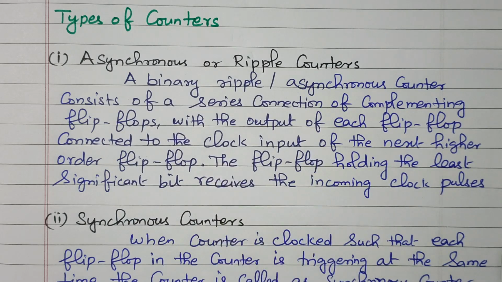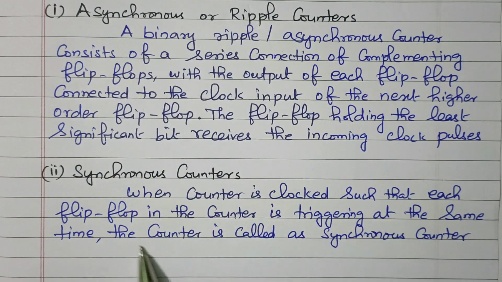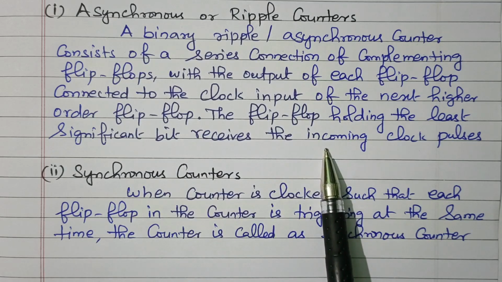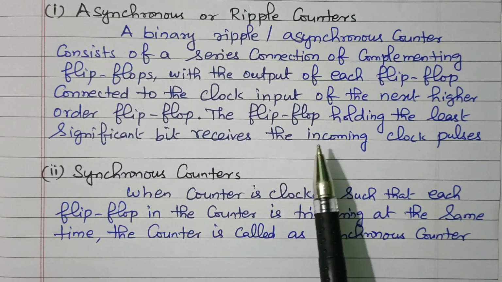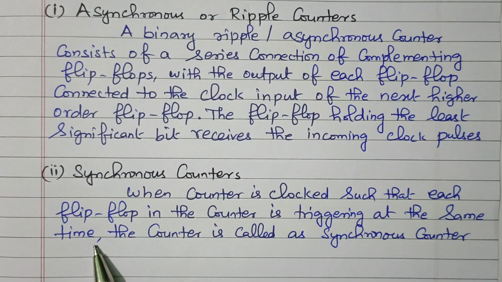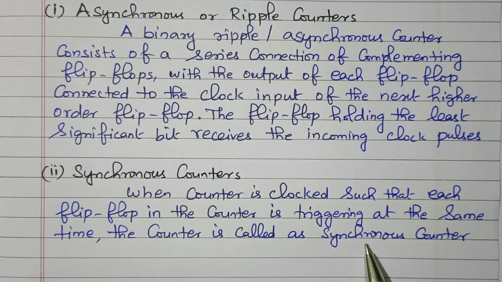Similarly, we have the synchronous counter. Synchronous counter means the counter is clocked such that each flip-flop in the counter is triggered at the same time. In the asynchronous one, with n flip-flops, only the first flip-flop receives the clock pulse, and the second flip-flop receives its clock pulse from the output of the first flip-flop, and so on. But here all the flip-flops are triggered at the same time. The clock pulse is given to all n flip-flops, and then this counter is called a synchronous counter. All the flip-flop outputs are synchronized by applying the clock pulse to all the flip-flops.